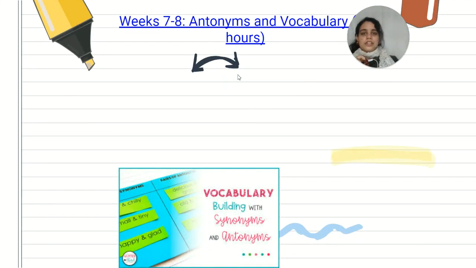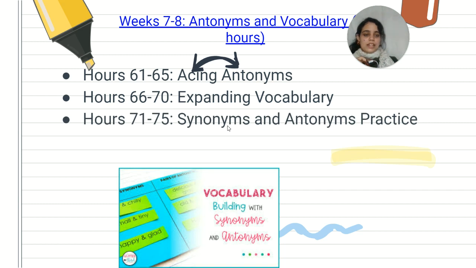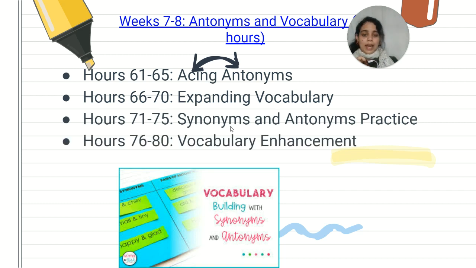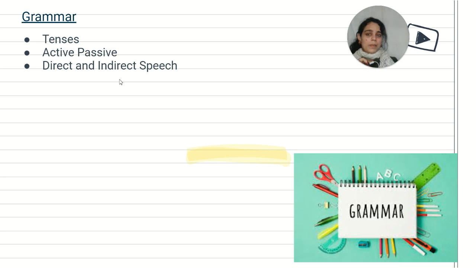If I talk about antonyms and vocabulary, so basically we will be working on easing antonyms, then expanding vocabularies, synonyms and antonyms practice, vocabulary enhancement, and then we are going to work on grammar. So basically if I talk about grammar, so what we talk about firstly, tenses. If you are going to cover, अगर आपका टेंस क्लियर है तो आप एक्टिव पैसिव आराम से कर सकते हो. डायरेक्ट एंड इनडायरेक्ट पैसेजेस जो है वो भी आराम से क्लियर कर सकते हो. अगर आपका टेंस क्लियर है तो एक्टिव पैसेज और डायरेक्ट इनडायरेक्ट स्पीच में आपको कोई प्रॉब्लम नहीं होगी. वी आर गोइंग टू कवर इन दिस 2 months.